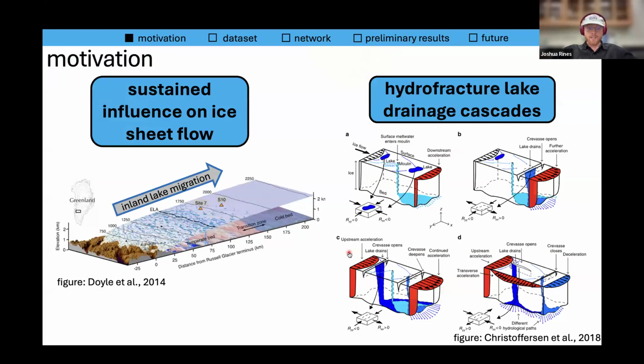And this is fascinating, right? Just because it's fascinating. But beyond that, there are significant implications for ice dynamics and therefore knock-on effects for things like sea level rise.